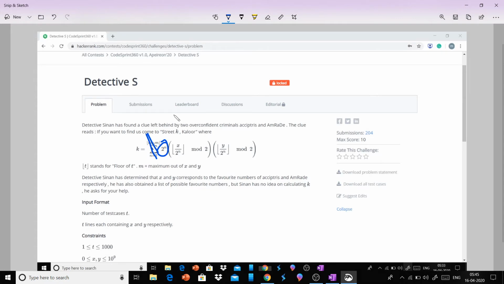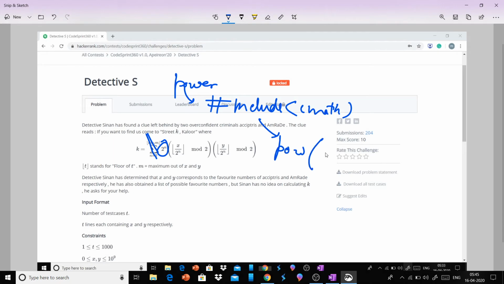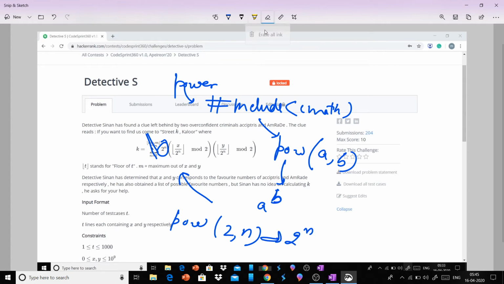Now 2 power n we can easily calculate using the power function. There is a predefined power function in a library called hashtag include cmath. It has a predefined function called pow which takes two variables a comma b and gives output as a power b, right? So in this case we will give input as pow 2 comma n, and we will get 2 power n. So this part is solved.